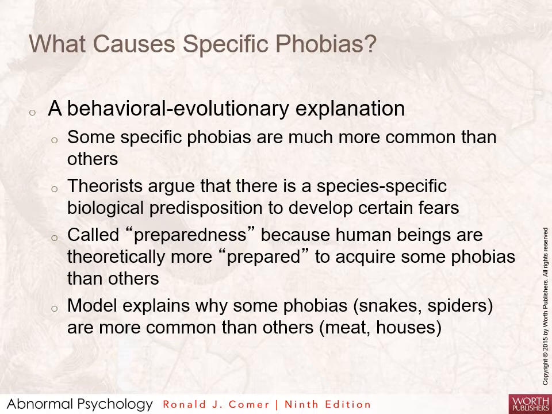And the same thing with spiders. A spider bite can be poisonous. A spider bite can kill you. So, evolutionary-wise, it's important to avoid it. So that's why snakes and spiders are very common phobias.